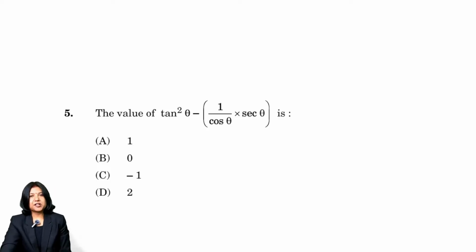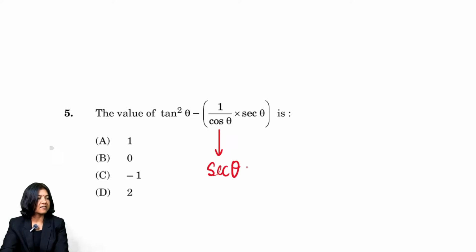Okay, the next question is again from trigonometry. The value of tan square theta minus 1 upon cos theta times sec theta. Now 1 upon cos is the reciprocal of cos. Yeah? What is the reciprocal of cos? It is sec theta. So I'll say that this is sec theta times sec theta, which gives me sec square theta.